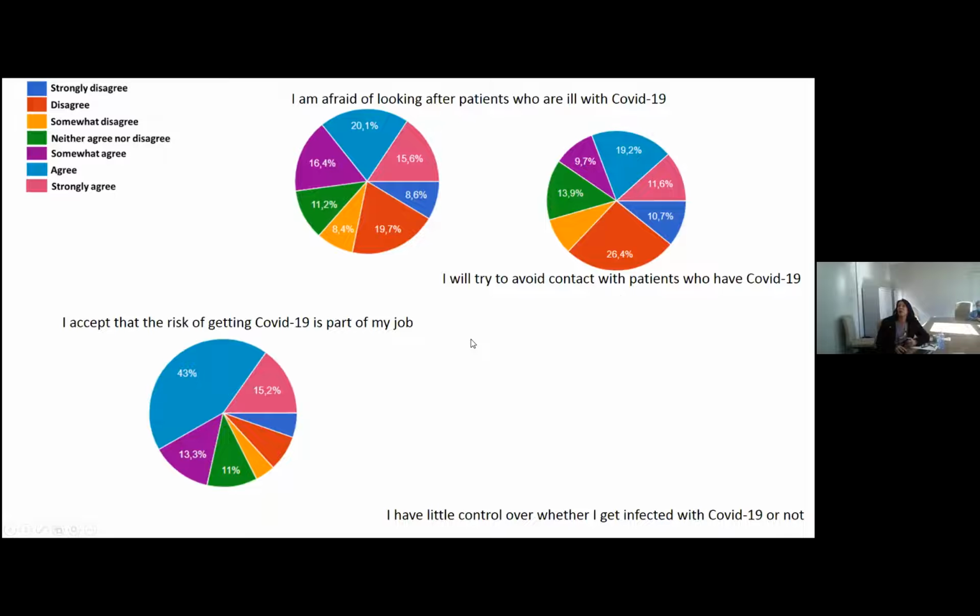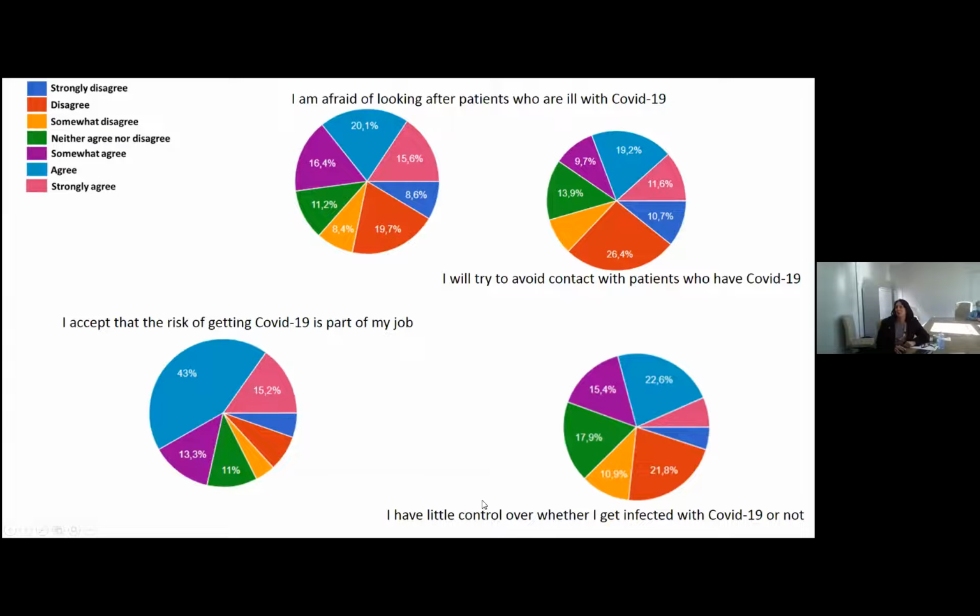And if they were to try to avoid contact, and this is what I thought was really shocking, quite a few answered that they will try to avoid contact, which is this 19, 12, and 11%. So it's split evenly with the ones who will not try to avoid contact. And the majority will accept that they have a risk of getting COVID as part of their job. But interestingly, they don't feel that they have no control.